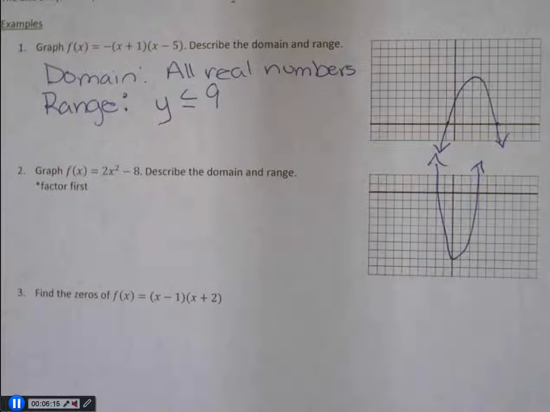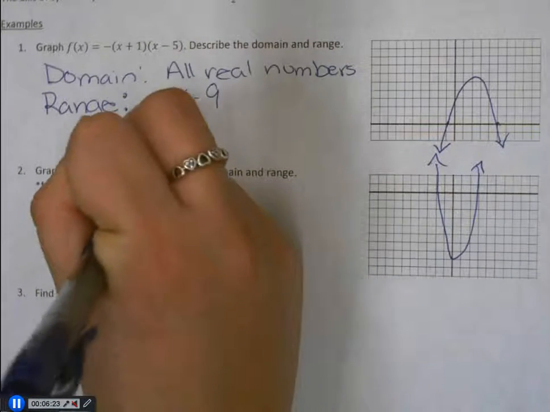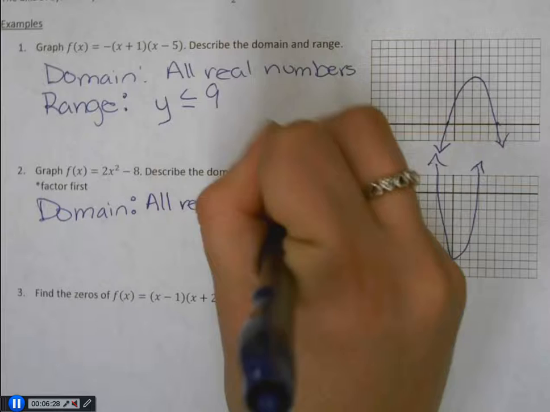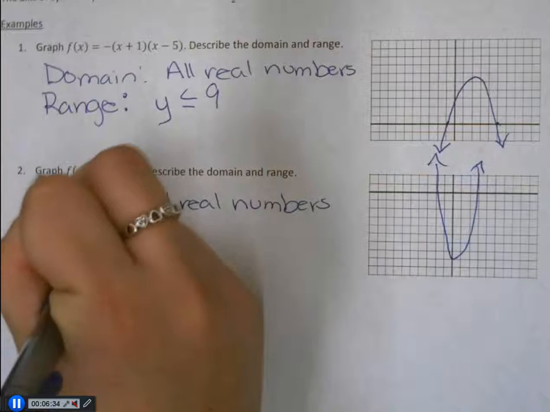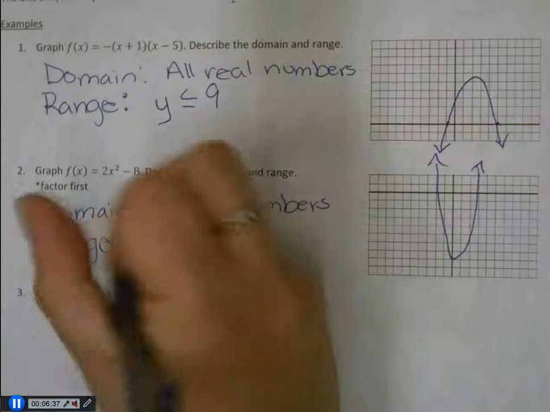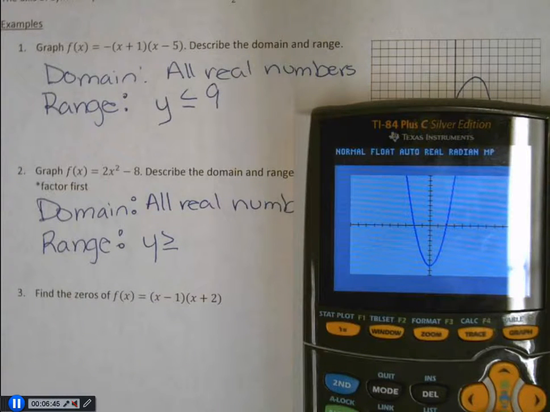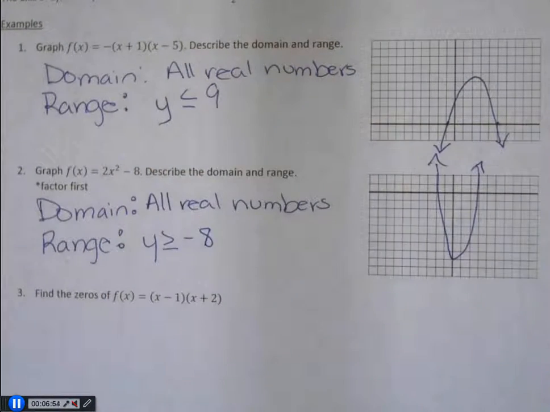Okay, so what is my domain here? All real numbers. Don't know why you were whispering that. Okay, and then my range is what? Yep. Y is greater than or equal to, what number is this? You can look at your calculator if that's easier. Huh? -8. Questions on number 2?